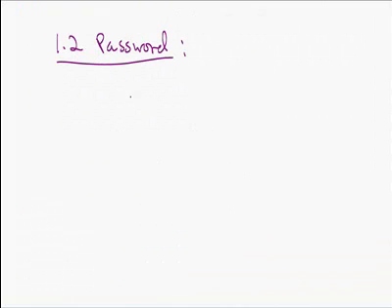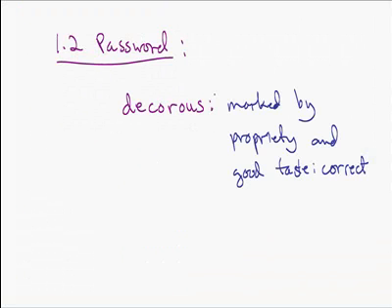So you should be ready to take your 1.2 homework. The password that you're going to need to take that homework is decorous, which means marked by propriety and good taste. For example, when you do your math, make sure you write your math with a decorous style and not just sloppily on your paper.